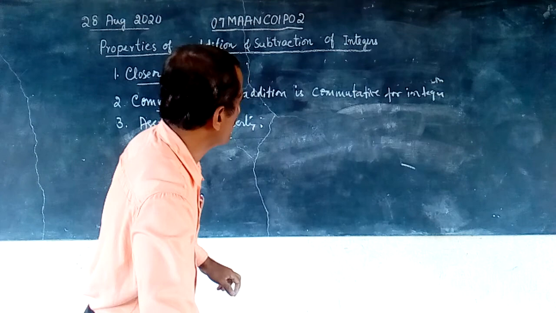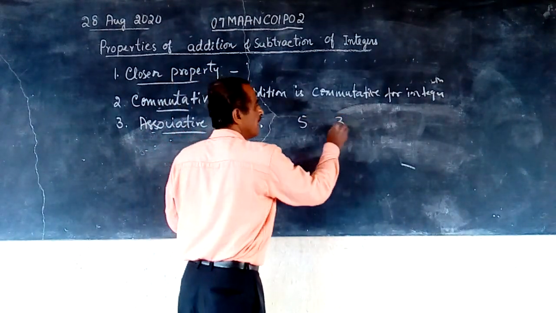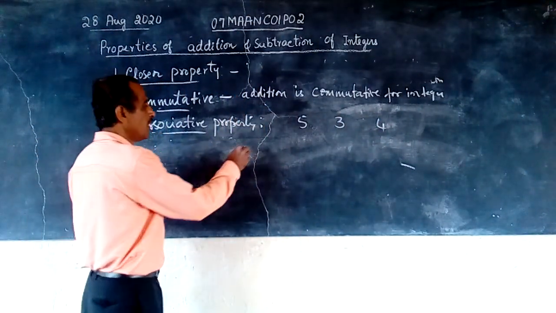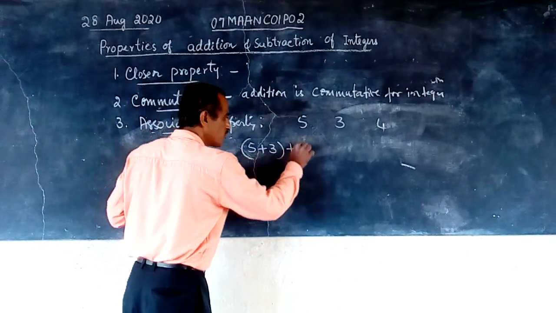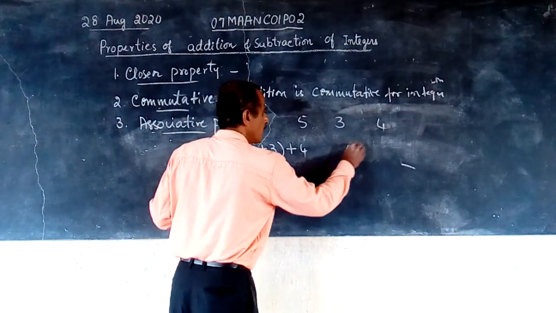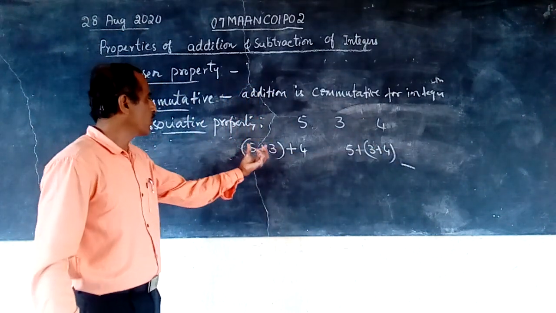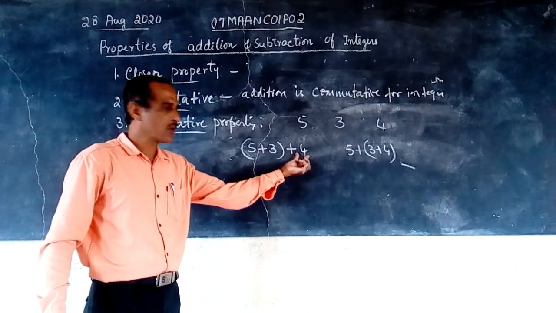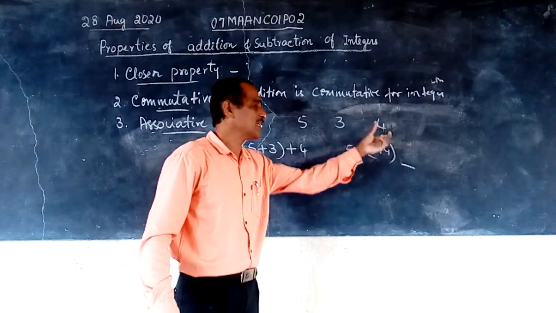Look at these positive integers. I will take three integers: 5, say 3, say 4. Now I will write (5 plus 3) plus 4. Is it equal to 5 plus (3 plus 4)? Look at this. What I have done? I have grouped 5 plus 3 here, and to the sum of that I have added the third one, 4. And here the first one is added to the group of the next two numbers.